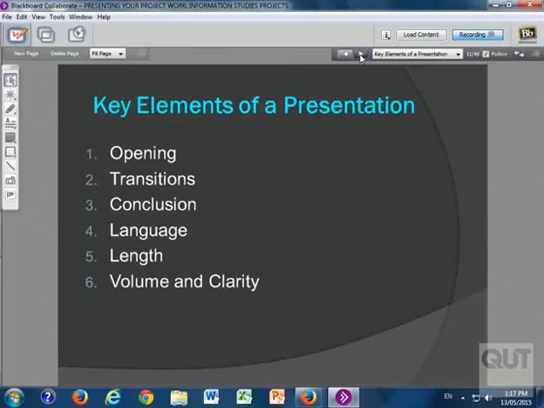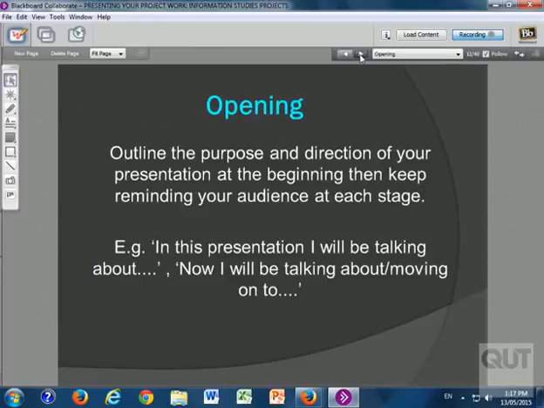Okay. So the key elements of the presentation. An opening, transitions, and we'll go through all of these, don't just put them up there. A conclusion, the language, the length, the volume and clarity. We touched on volume and clarity just a minute ago, and I just had a bit of a discussion there about the length of the presentation as well. So the opening. This is where you'll outline the purpose and direction of the presentation.